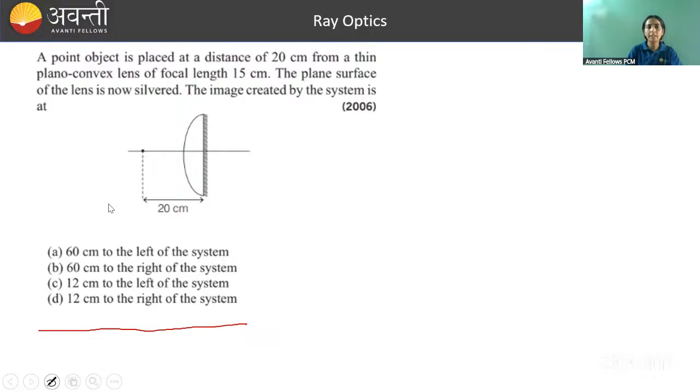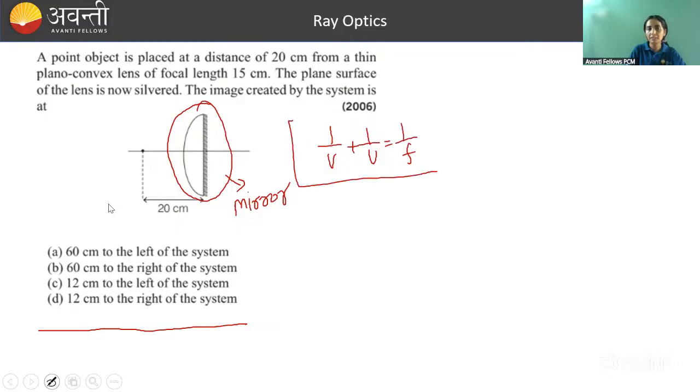You simply calculate the focal length of the system. Then you calculate image position by using mirror formula. Because I have said that when you are silvering the lenses, system is becoming a mirror. So this is a mirror. Done it? And in mirror, if object position is given, how will you find image position? 1/v plus 1/u equal to 1/f. So the task here is to calculate f, right? U is already given, I guess. Yes. U is given as 20 centimeter.